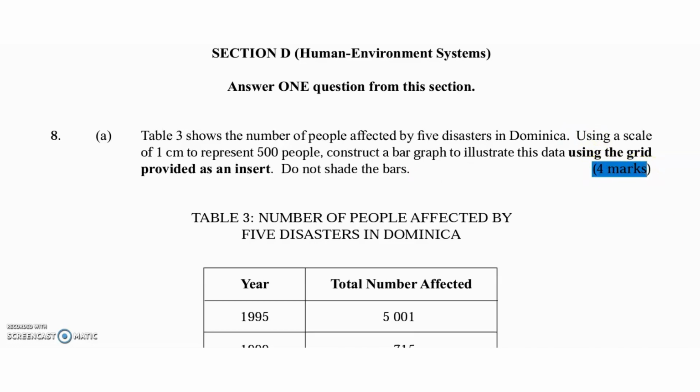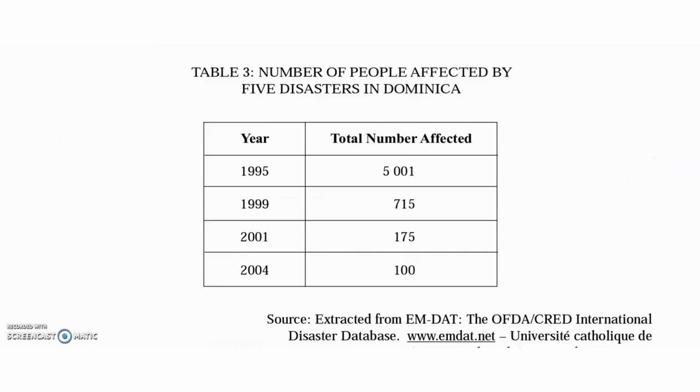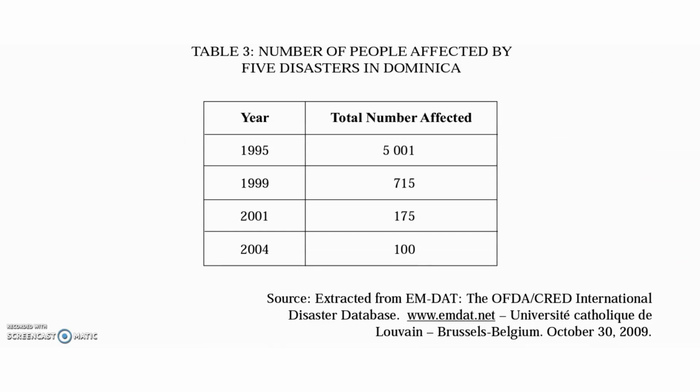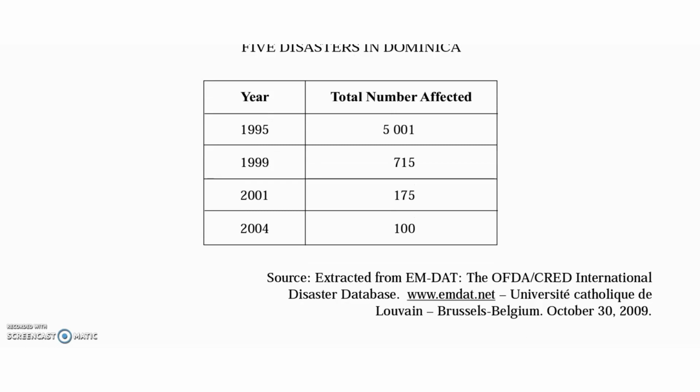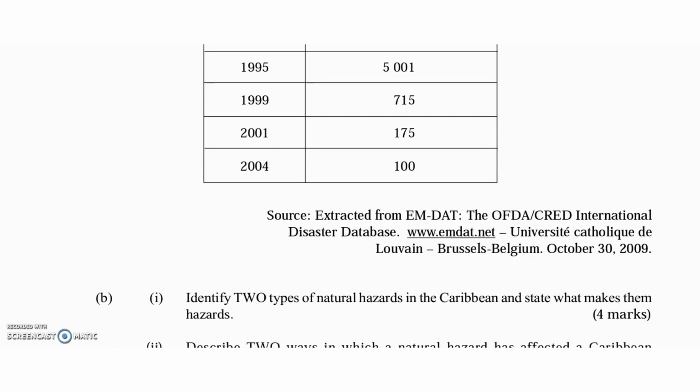Now, if you look carefully at Table 3, we can see the number of people affected by 5 disasters in Dominica, the total number affected, in 1995, 1999, 2001, and 2004. Let's go through quickly. Take a minute and look at the table.